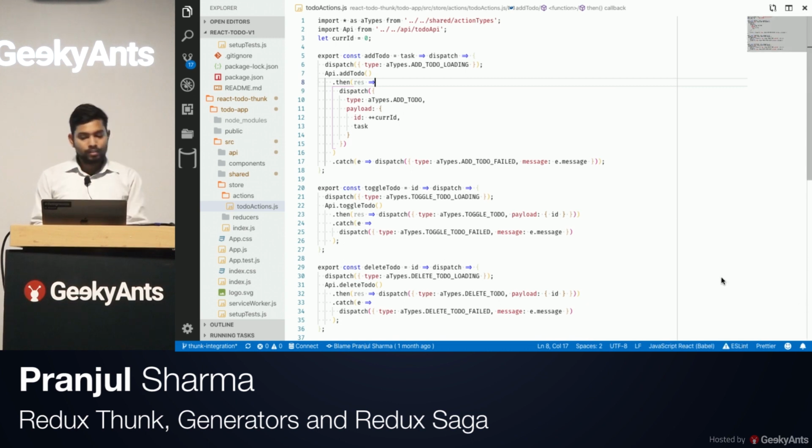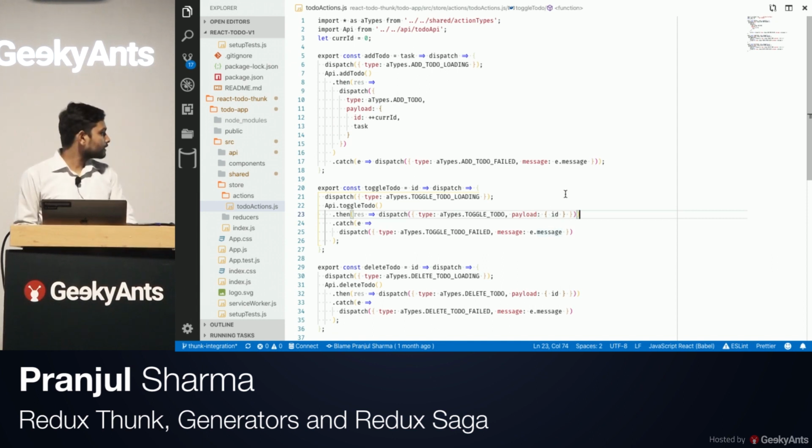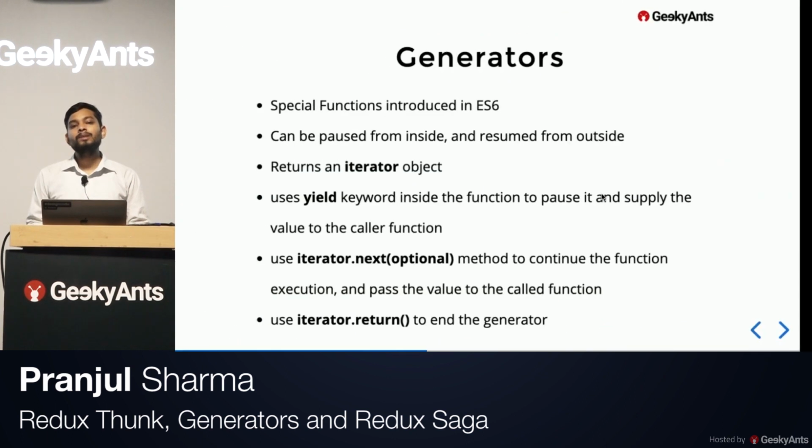So before getting into Saga, we'll see what generators are, the basic concept on which Saga is based. Generators are a special kind of function that was introduced in ES6. Using these functions, we can pause the function from the inside and resume the function from the outside.